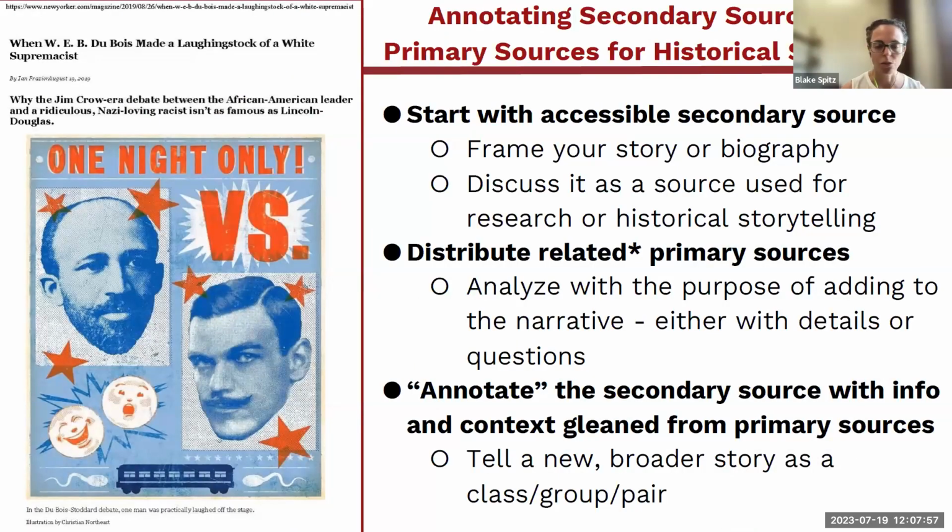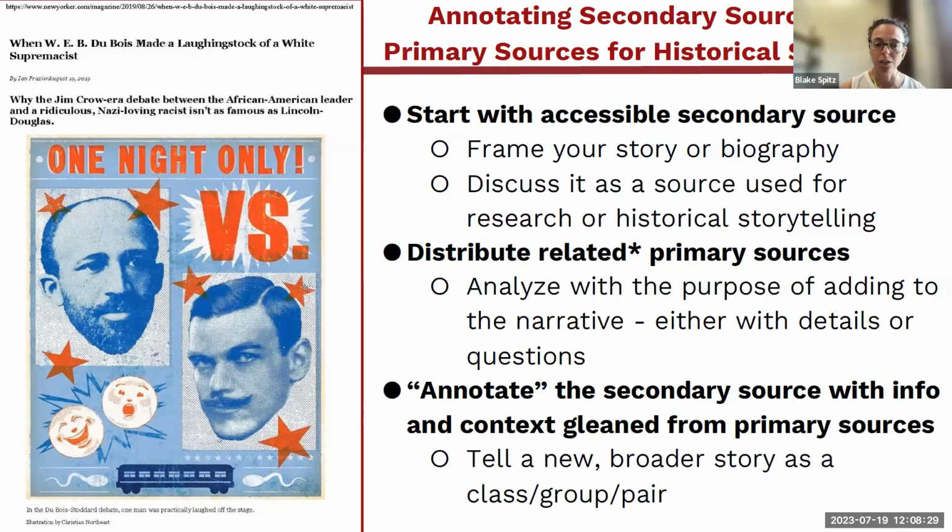So this activity twist is really just thinking about annotating secondary sources with primary sources with the goal of telling complex historical stories. So I start class with an accessible secondary source. This can be anything. It could be a Wikipedia clip. It could be from a textbook. Hopefully it's something that your students will be aware of and know as a secondary source. You could talk about it as something that those students would use in their research, right? Or that they would be able to find pretty easily. And that's sort of the framing of the story.